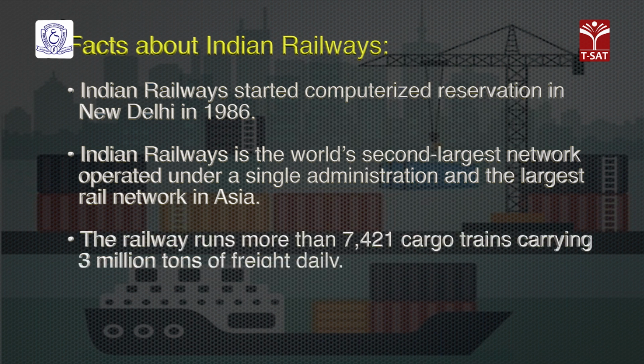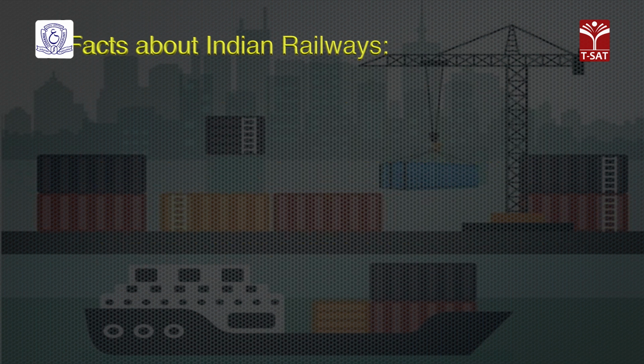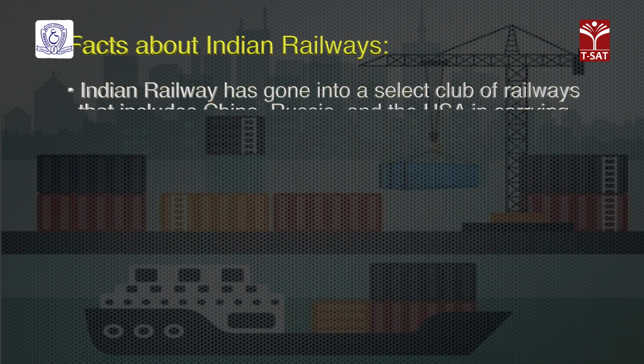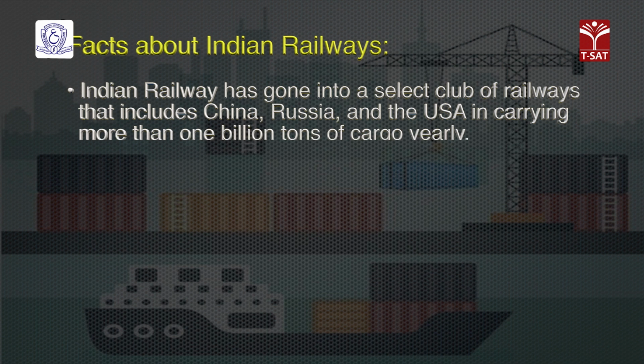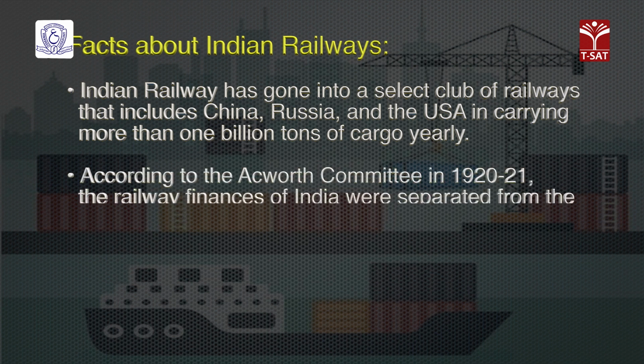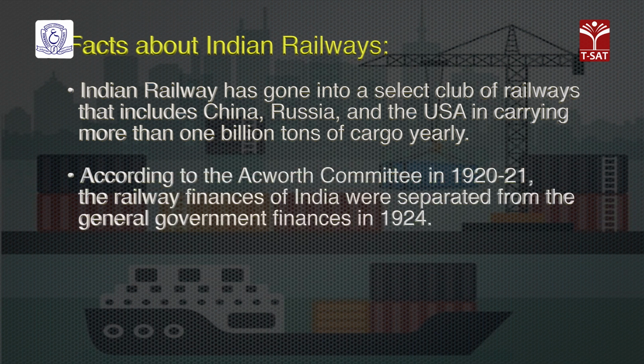The railway runs more than 7,421 cargo trains carrying 3 million tons of freight daily. Indian Railways has gone into a select club of railways that includes China, Russia and the USA in carrying more than 1 billion tons of cargo yearly. According to the Acworth Committee, in 1920-21, the railway finances of India were separated from the general government finance in 1924.